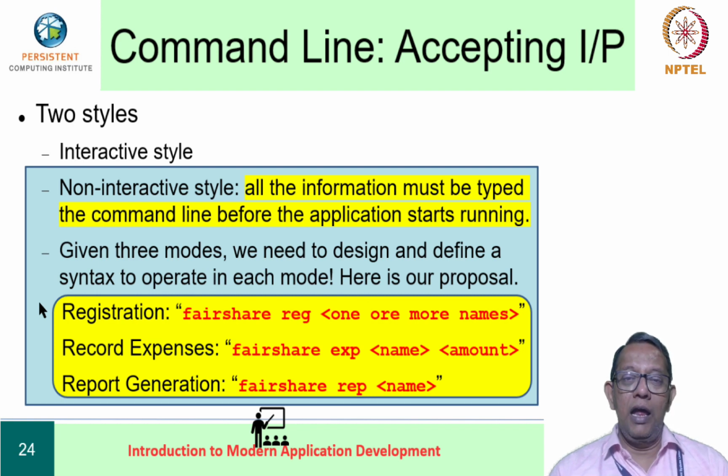For registration, let us add a keyword reg, which is short for register, and the command line application would now look like fairshare, which is the name of our command, reg, followed by one or more names, as many names as there are. In order to record the expenses, let us create a keyword exp, short for expenses, and then the command would look like fairshare, exp, name and amount. For report generation, let us use the word rep, which is short for report. The command would then look like fairshare, which is the name of our application, rep and name, the name of the roommate.